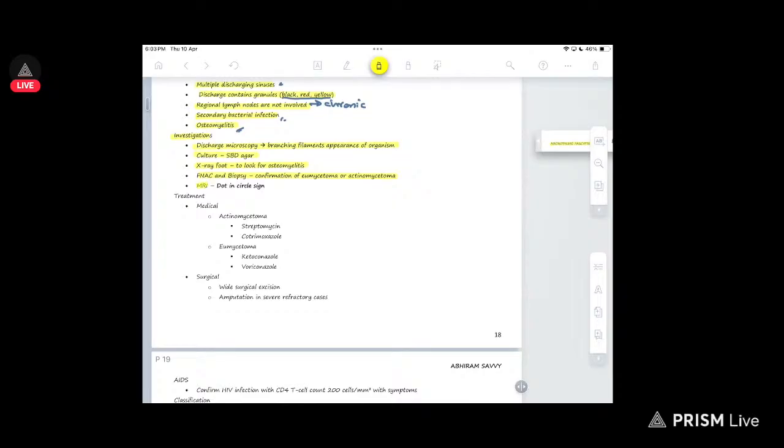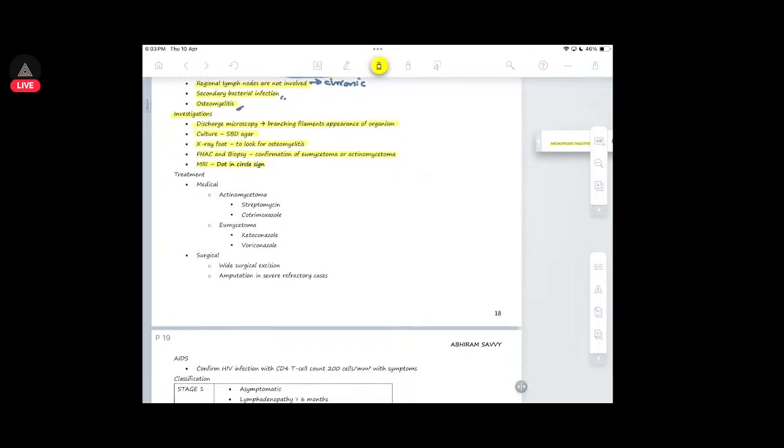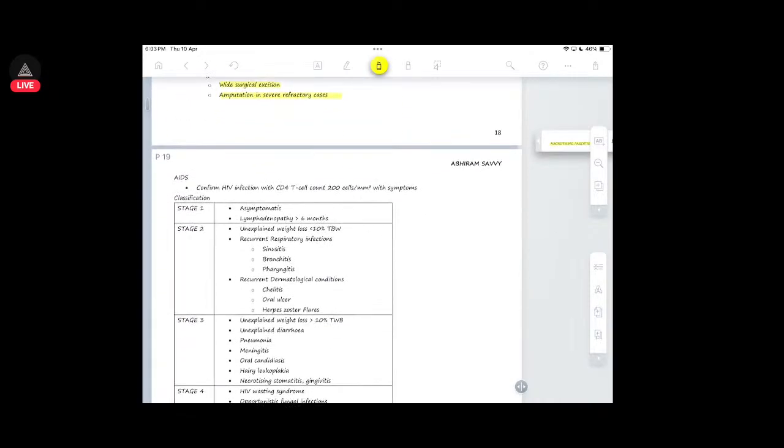or actinomycetoma, and MRI, where you have the dot-in-circle sign. Okay. So treatment: medical treatment for actinomycetoma, you give cotrimoxazole and streptomycin, and for eumycetoma you give ketoconazole and voriconazole. Surgically, you can also do wide excision and amputation in severe refractory cases.